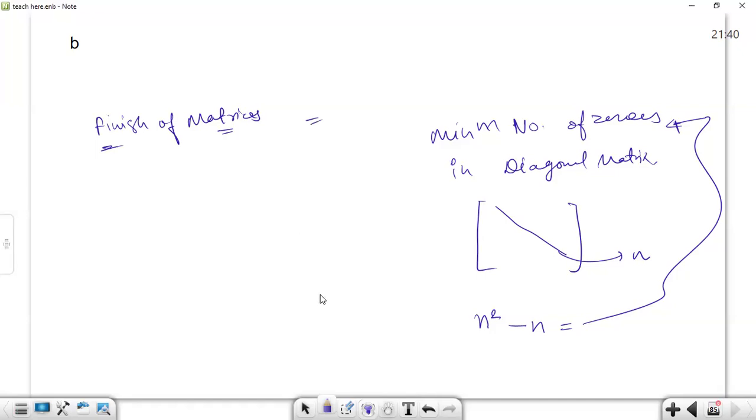No one remembers the minimum number of zeros in a diagonal matrix? Just write this down if you don't remember after this class. They are not in the notes. Okay, anyways.